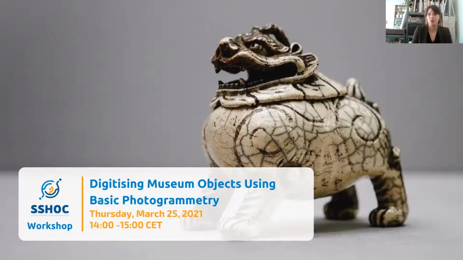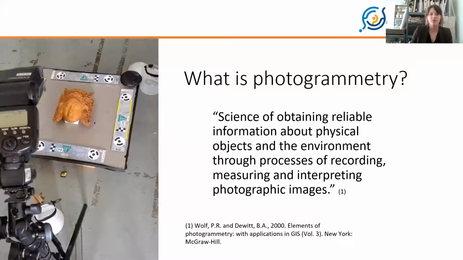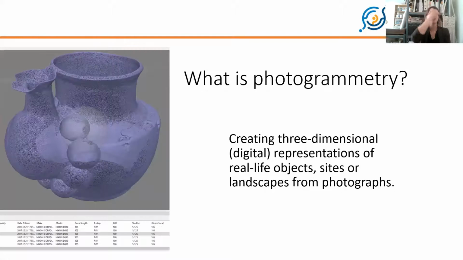Right, so let's dive straight into it, digitizing museum objects using basic photogrammetry. I always like to start these kinds of things with a definition of the keyword. So what is photogrammetry? This is a quite highbrow definition. It's the science of obtaining reliable information about physical objects and the environment through processes of recording, measuring, and interpreting photographic images. The slightly more mundane definition that I like to give people is photogrammetry allows you to create three-dimensional digital representations of real-life objects, sites, or landscapes from photographs.